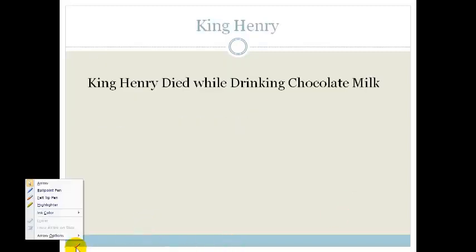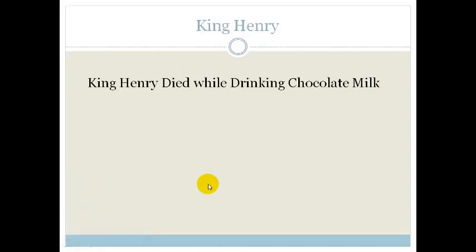And I'd like to introduce you, if you haven't met him already, King Henry, who died while drinking chocolate milk. It's a silly phrase, but it helps us remember how to convert things. So King stands for kilo. Henry stands for hecto. Died stands for deca. While is a placeholder. Drinking is a deci. Chocolate is centi. And milk is milli.